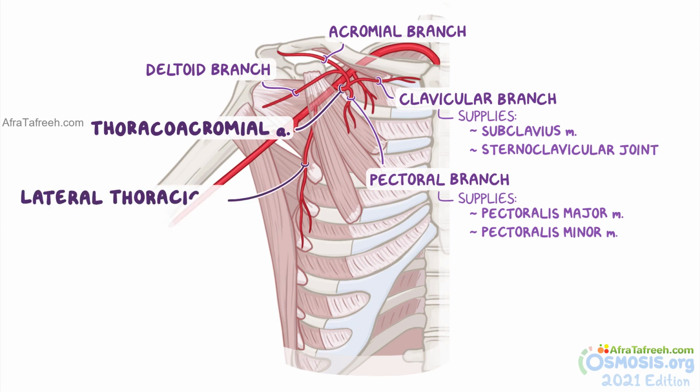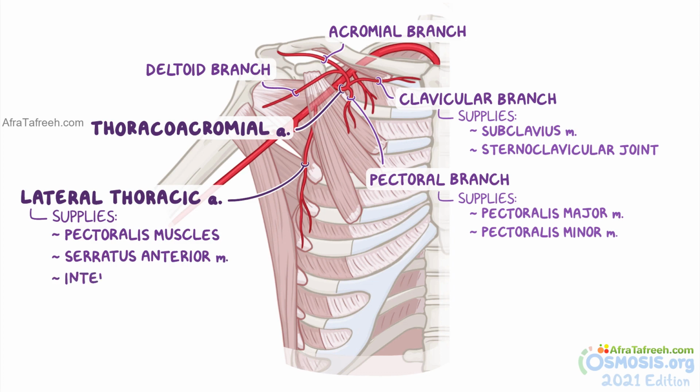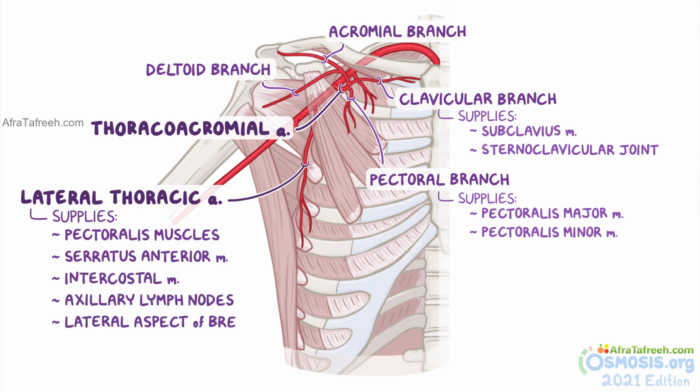The lateral thoracic artery travels along the lateral border of pectoralis minor towards the thoracic wall to supply the pectoralis muscles, serratus anterior, intercostal muscles, axillary lymph nodes, and the lateral aspect of the breast.